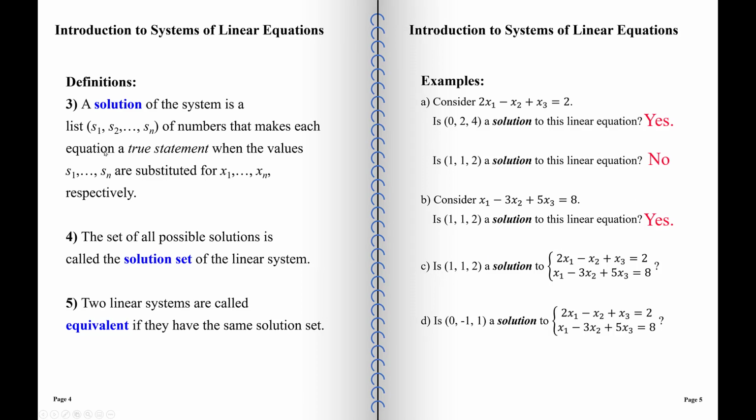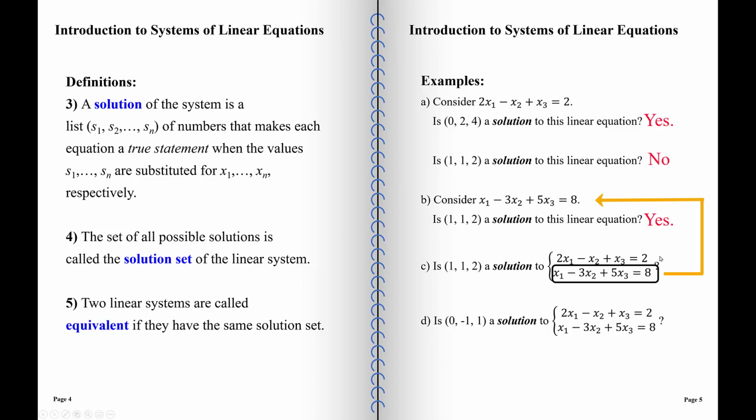So now, in part C, we're actually getting to this definition of a system. So here we have a system. It's a collection of two equations in the variables x1, x2, and x3. Is the ordered triple 1, 1, 2 a solution to this system? The answer is no. And if you take note, these are the same two equations that we just discussed.